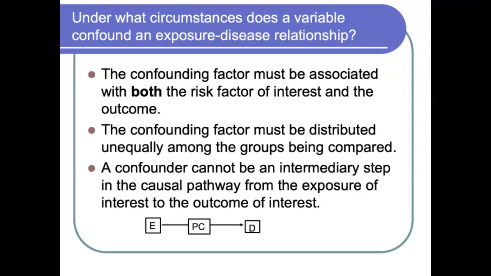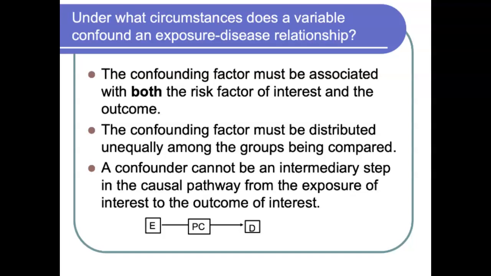Now, we're going to talk about this later, but if a factor is not unequally distributed among the groups we're comparing, then you can't have the issue of confounding. This is essentially what we're doing with a randomized control trial. We're making sure the distribution of variables that could potentially be confounders is going to be equal amongst our treatment as well as our placebo group.